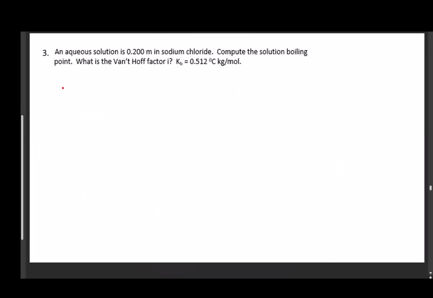All right, so then this one here. I want you to see if you can do this one. I think this one should be fairly straightforward. An aqueous solution is 0.2 molal in sodium chloride. Compute the solution boiling point, given that the Kb, the boiling point elevation constant, is 0.512.